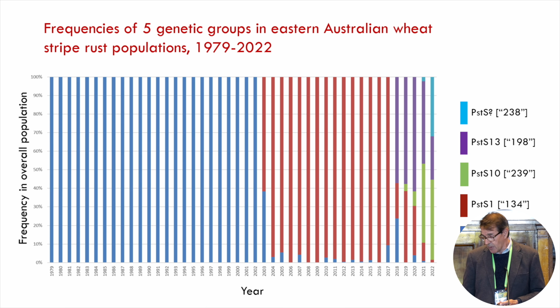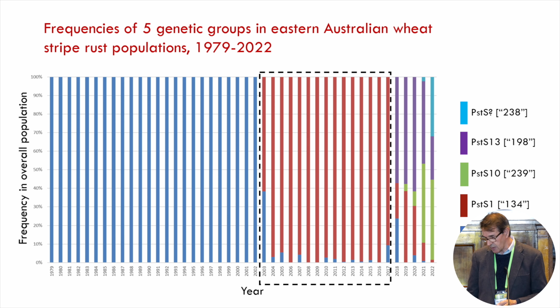We can look at long-term population structure. So this is stripe rust. We've basically got 5 genetic groups of wheat stripe rust in Australia going back to 1979. You'll see all the blue colour to start with. We had the incursion in 2002. The blue clade almost disappeared entirely. The red one overran it.